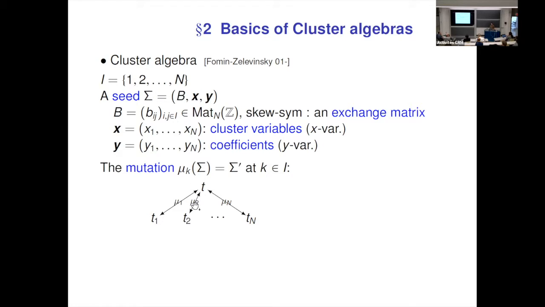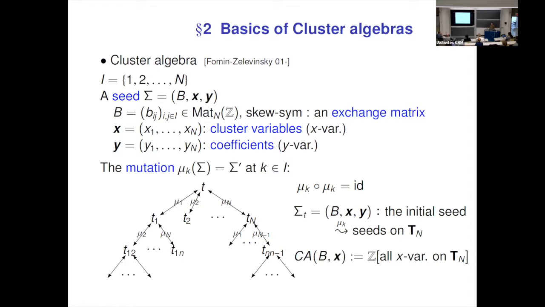I will show the precise definition in the next slide. Before that, I explain the definition of cluster algebra. Let's assign this initial seed sigma to this vertex t. In this case, we have n different mutations, so we get n different seeds. And it is easy to see that the mutation is an involution. So we apply a mutation to generate the next stage, and in this way, we continue to mutate, and we get an n-regular tree in general. Then, starting with the initial seed sigma_t on this vertex, we get many, many seeds on the vertices of the n-regular tree T_n.